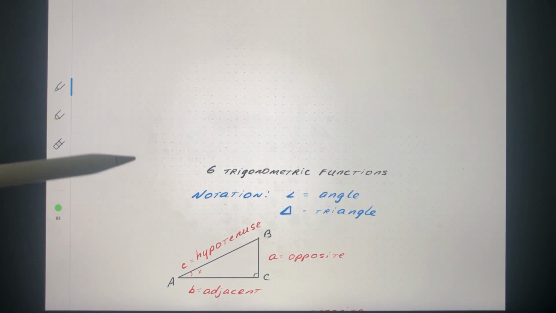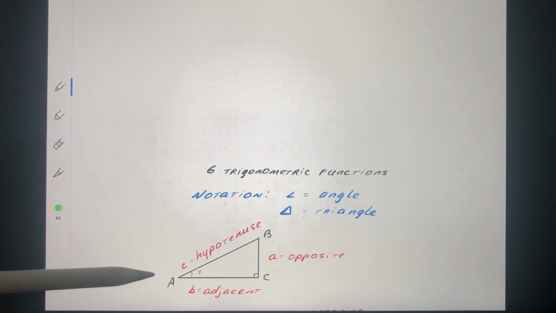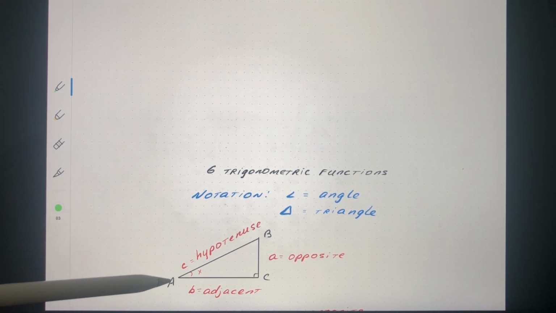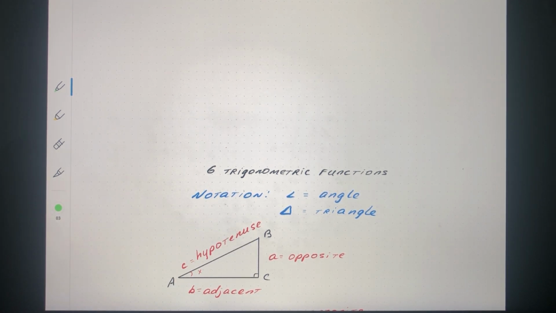Now, the 6 trigonometric functions come from dividing any two sides. And with a triangle, you have 3 sides. And so we can divide C by A, C by B, or A by B. That's 3 ways. But we can also divide them backwards: A by C, B by A, and so on. So there are only 6 ways to do the division, and each one of those divisions has a name. And that name is the trigonometric function. So we must remember each one of those 6 names.